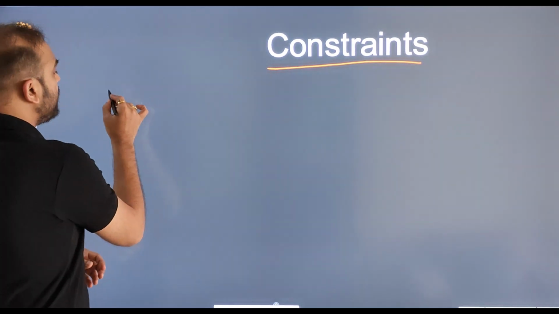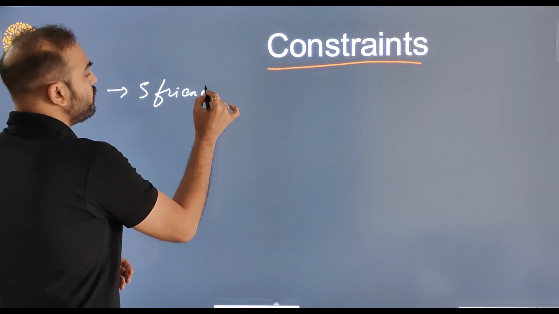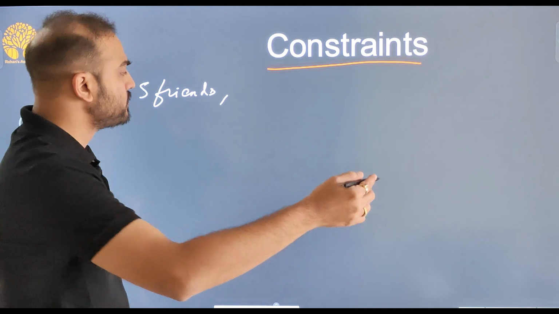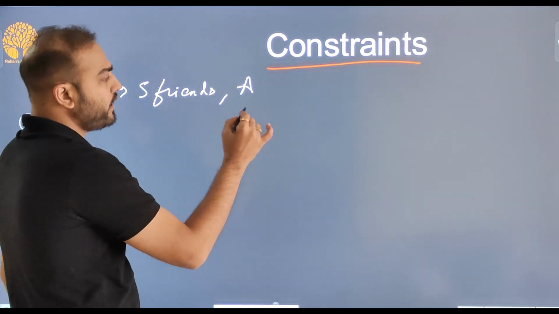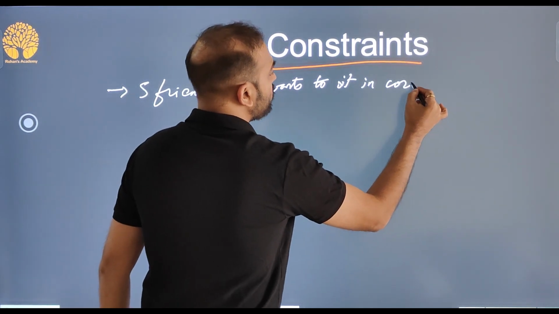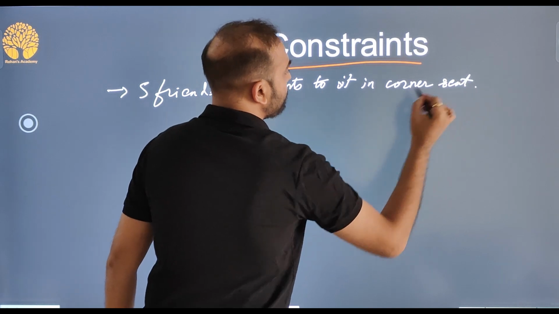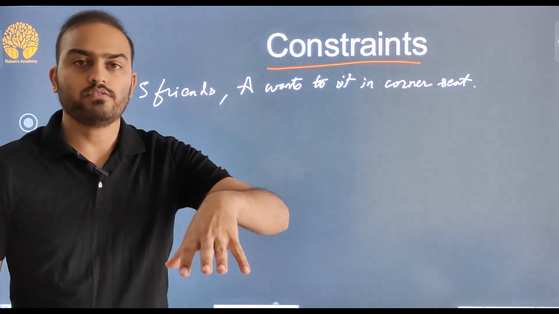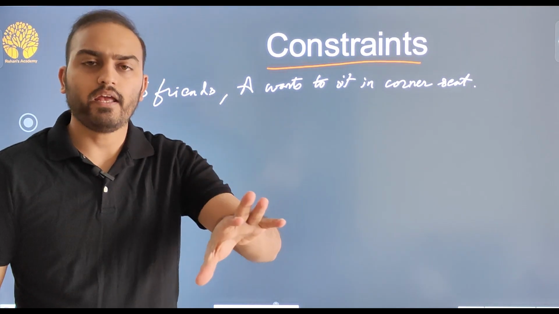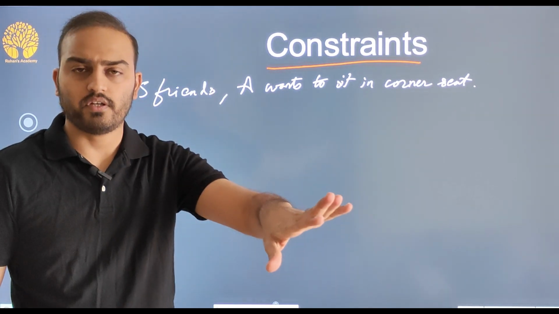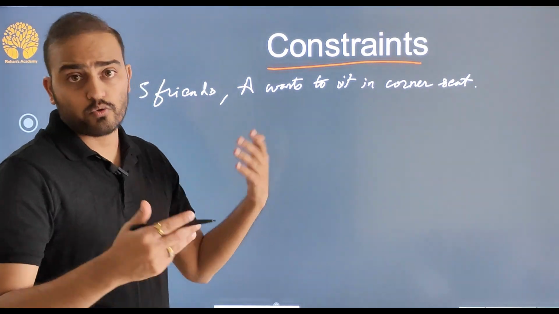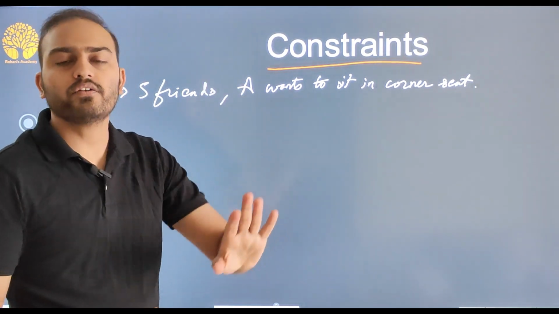For example, say there are 5 friends. They are going to watch a movie, so they will sit in 5 seats. Say a particular friend A wants to sit in the corner seat. Now say you are the person who's supposed to manage this. What will you do first? You will ask A, okay boss, you sit first. You have your own choices, so you go, you sit first.